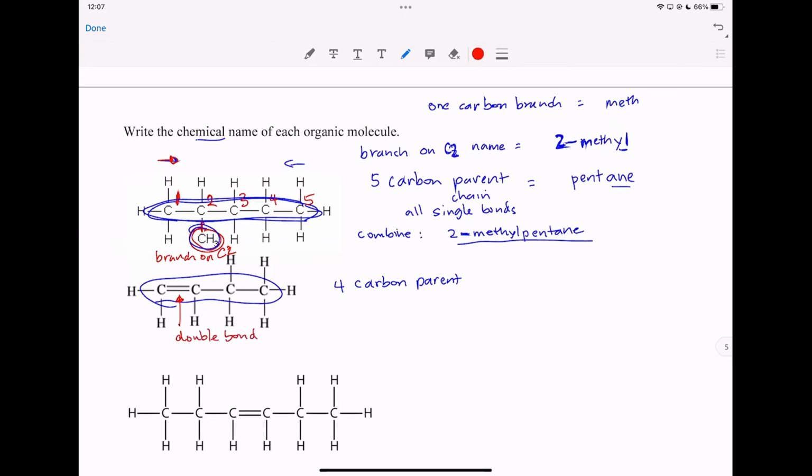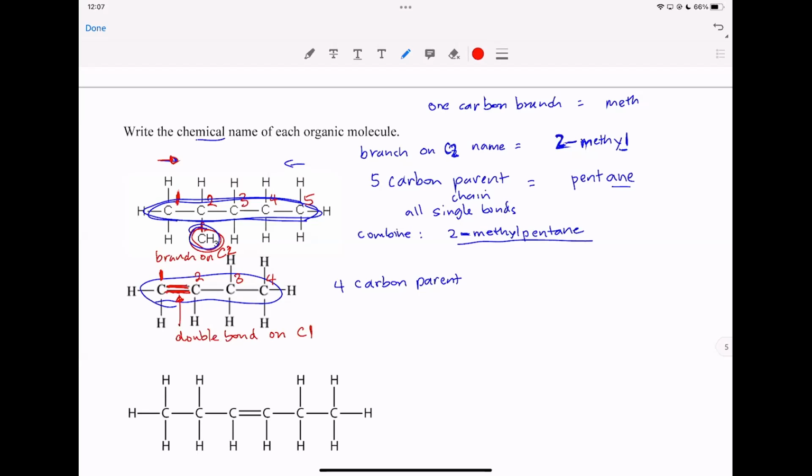And you want that to have the lowest possible number. So I'm going to number this from left to right, 1, 2, 3, and 4. So that allows the double bond to be on carbon number 1. It's going from carbon number 1 to carbon number 2. Okay, but you give it the lowest number from the carbon it originates from. So the double bond is on carbon number 1.